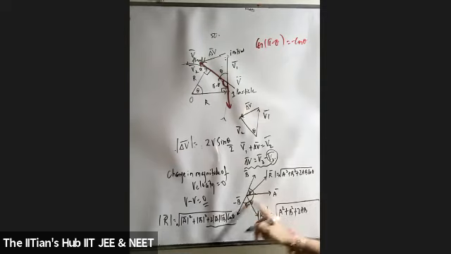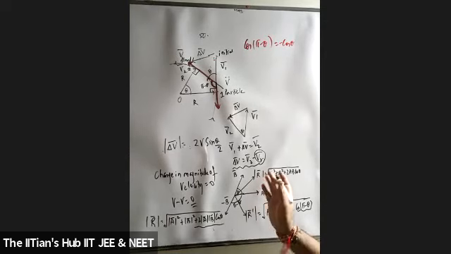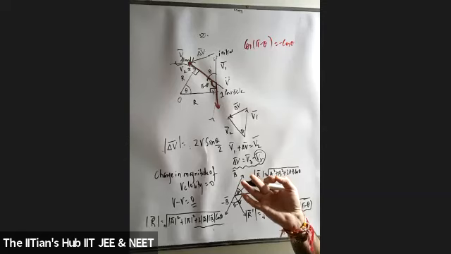Cos of 180 minus theta, cos of pi minus theta. Friends, what is cos of 180 minus theta? What's the formula of cos of a minus b? Friends, what is cos of a minus b? Cos a cos b plus sin a sin b. And what does sin 180 become? 0.